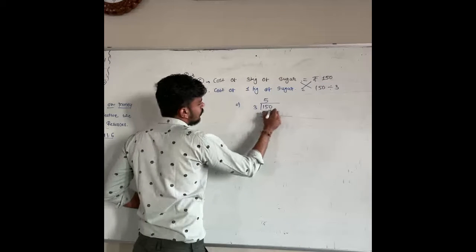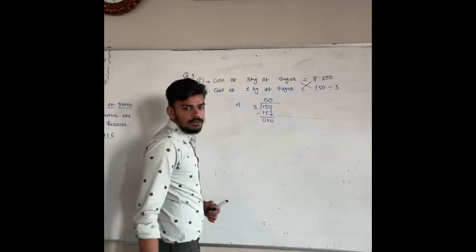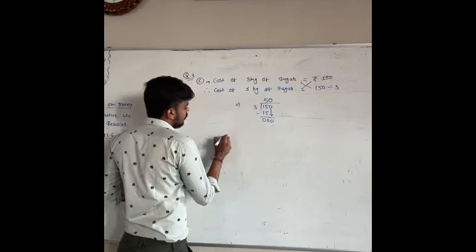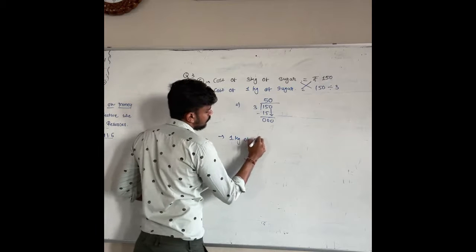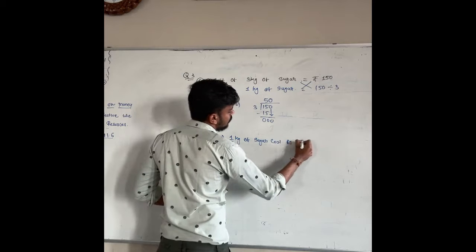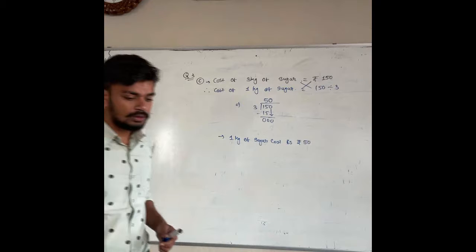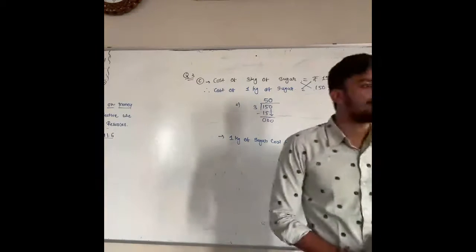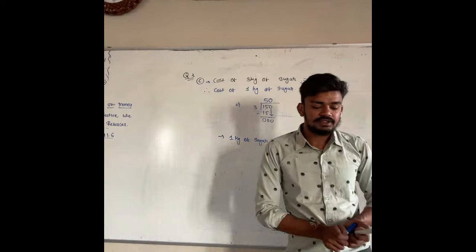16 minus 0, 0. That 0 comes down. And? Okay, 0 lena padega na upar. Yes. So, this is the answer. 1 kg of sugar was rupees 50. I did. Then? Is rupees 30.26. And find the storybook.